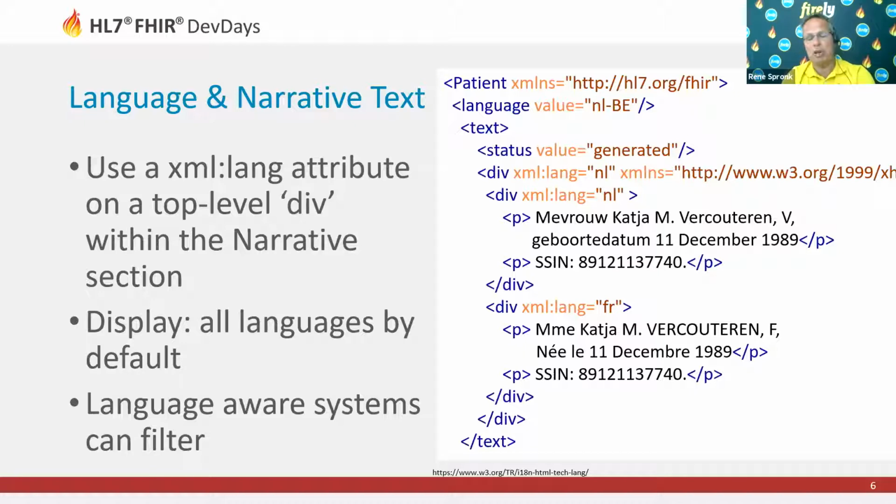Now it's up to those that process the resource to either display all of the languages, or if the system is somehow language aware, and probably Belgian systems are language aware, then they know what context they're in or what language the user or the patient is using, and then they can effectively select the correct language from the list. But obviously you have to know that there's going to be a list with translations for you to choose from.